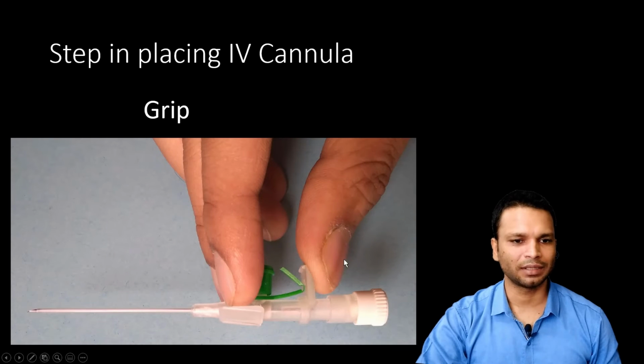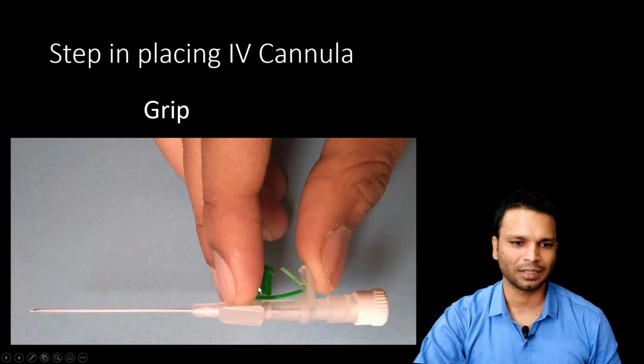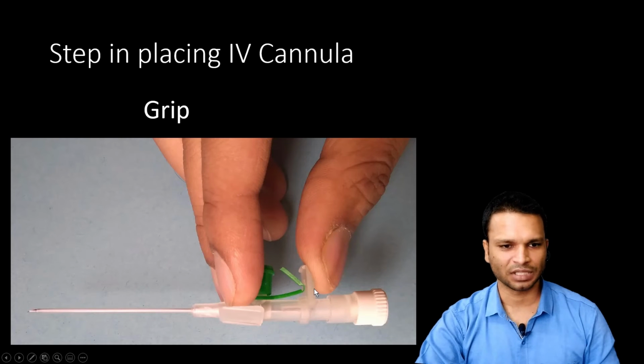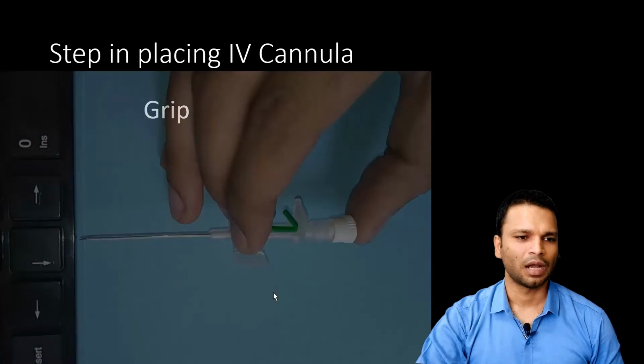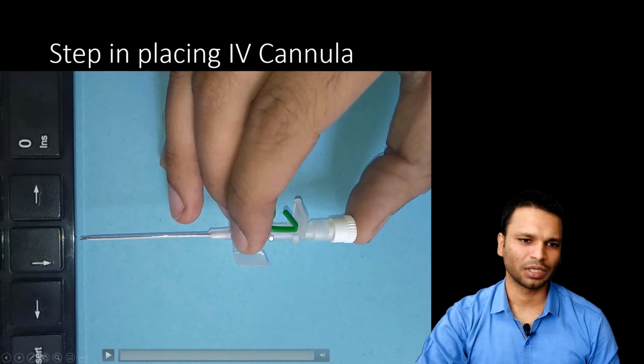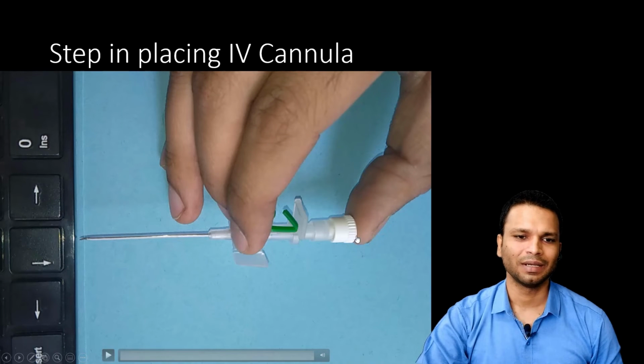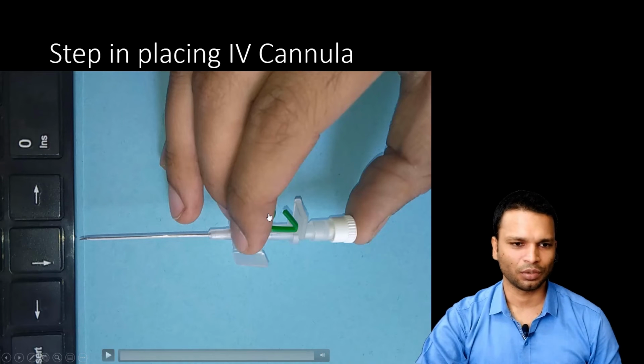Then another grip that can be used is you place your fingers at the wings or at the injection port and your thumb at this stylet grip. This is also fine. I'll show you a video where I've used the grip where the thumb is at the locking cap and the grip where the thumb is at the injection port. Look at the difference between the two.